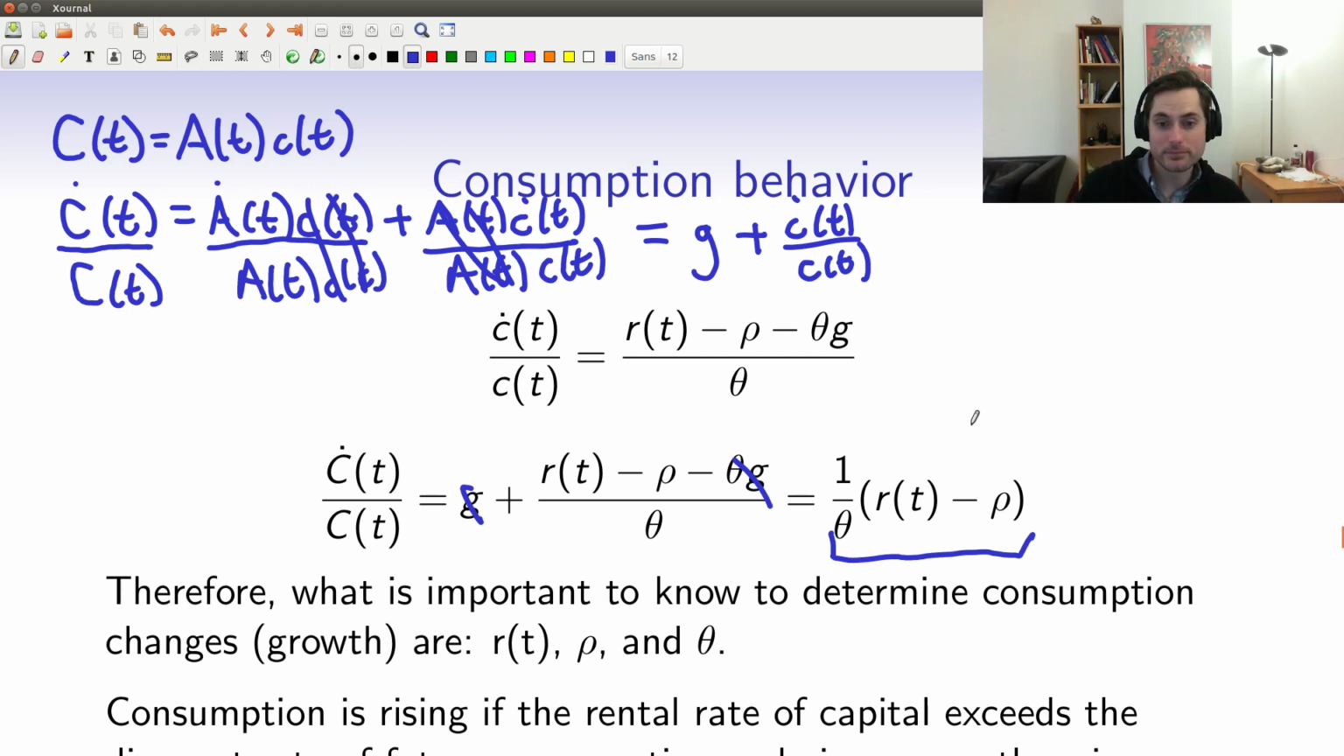So what matters at the end of the day? All that matters for consumption growth, whether it's positive or negative and how big it is, are three quantities. They're not exactly parameters because this one's an equilibrium object, but these two are parameters. So what this says is if the rate of return on capital is bigger than the discount rate, then consumption will be growing. If it's less, the consumption will be shrinking. Okay, and that's all mediated by theta, which is exactly related to the intertemporal elasticity of substitution, which I realize we didn't talk about, but maybe we should.